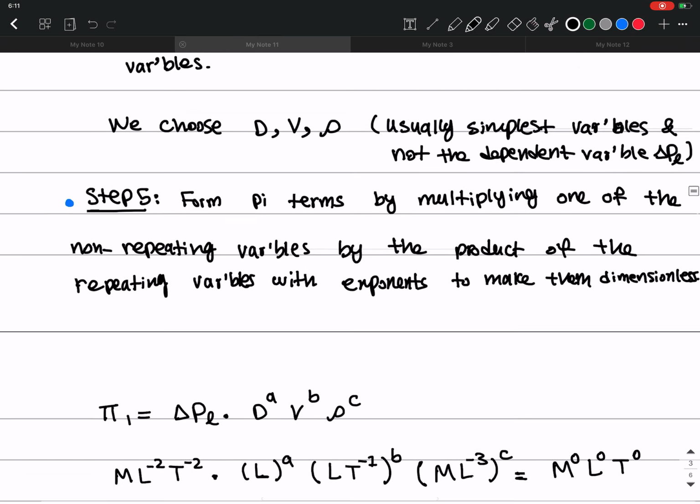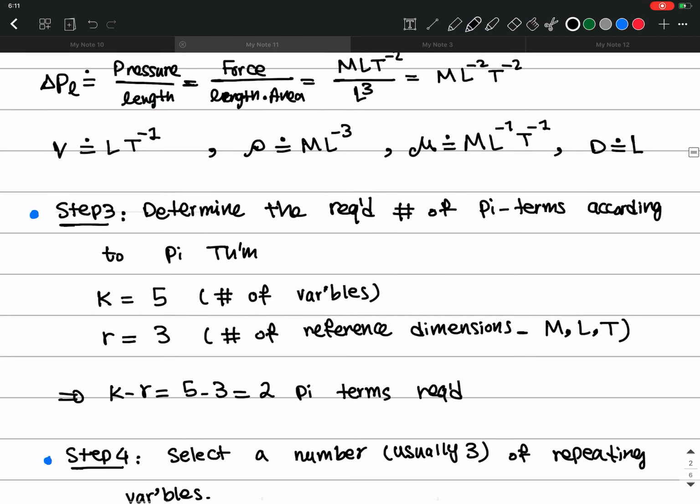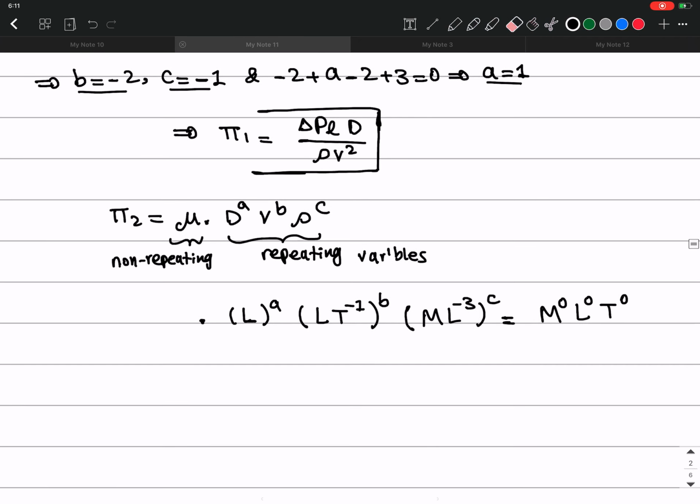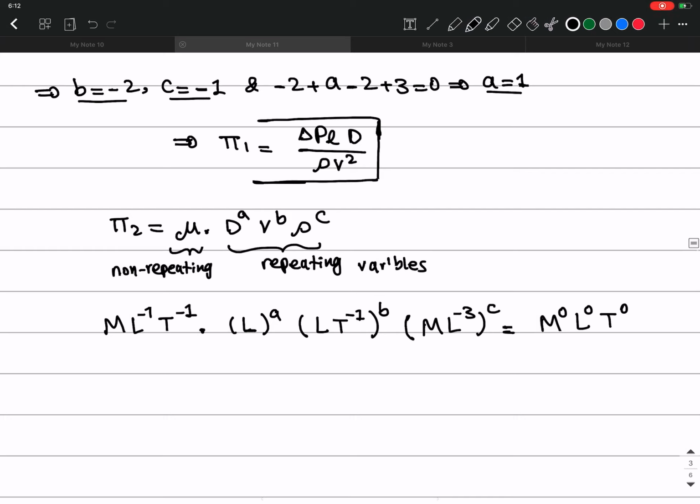What is the dimension of the first term, or viscosity? The dimension of viscosity is shown here, ML^-1 T^-1. So I have ML^-1 T^-1, and then multiplied by D, the dimension of that is length to a, velocity is (LT^-1)^b, times the dimension of density, ML^-3, which is to power c, equals M^0 L^0 T^0.